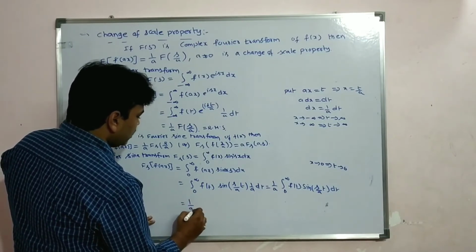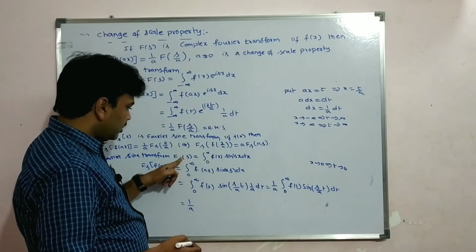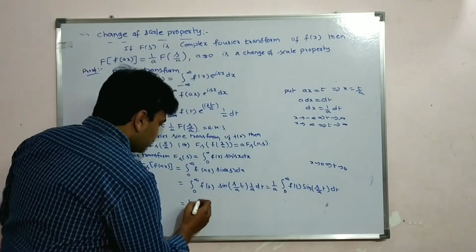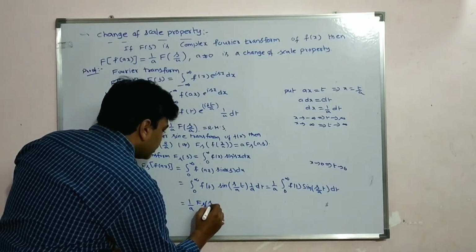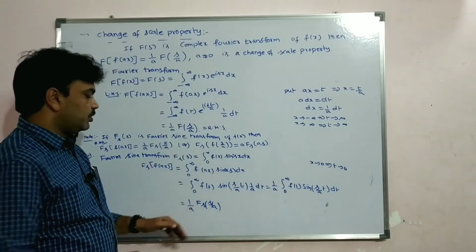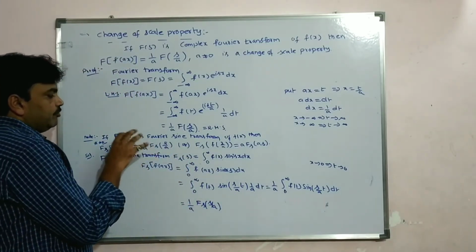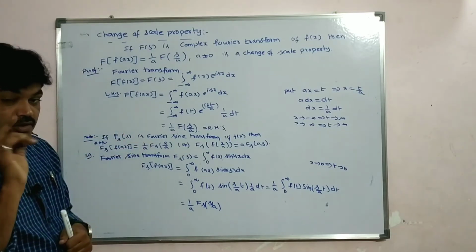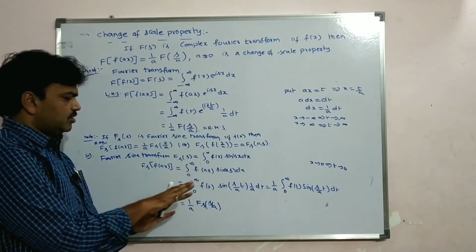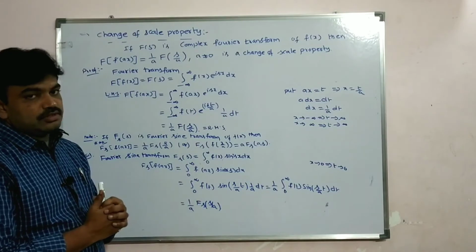So 1 by a integral 0 to infinity f of t sin (s by a) t dt, that is equal to 1 by a. Previously, if you have sin sx, we can write Fs of s, students. Now we have here s by a, so it can be written as Fs of s by a. This is about the change of scale property for the Fourier sine transform, students. Similarly, you can do the Fourier cosine transform in the same manner, students. There we have cos in place of sine.